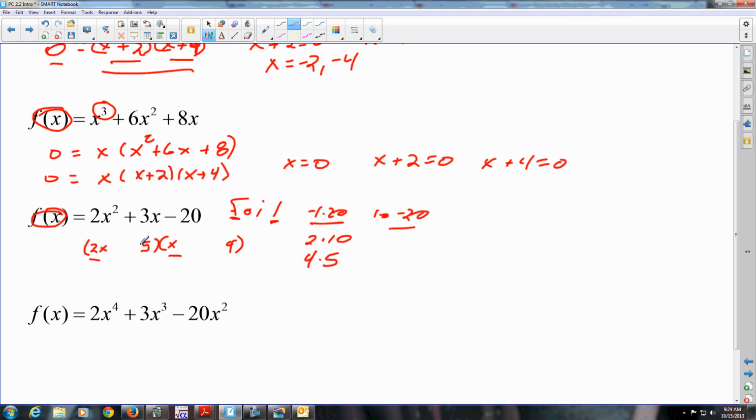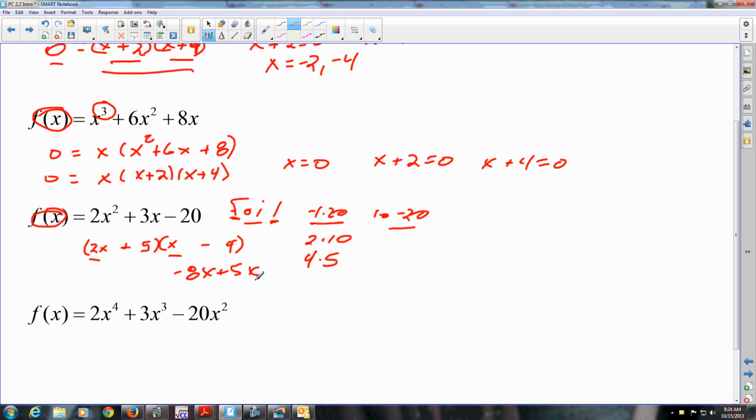Okay, so it's multiplying to negative 20. So one's plus, one's minus. Now do the O and the I of FOIL, outside: minus 8x. Outside, inside, plus 5x.